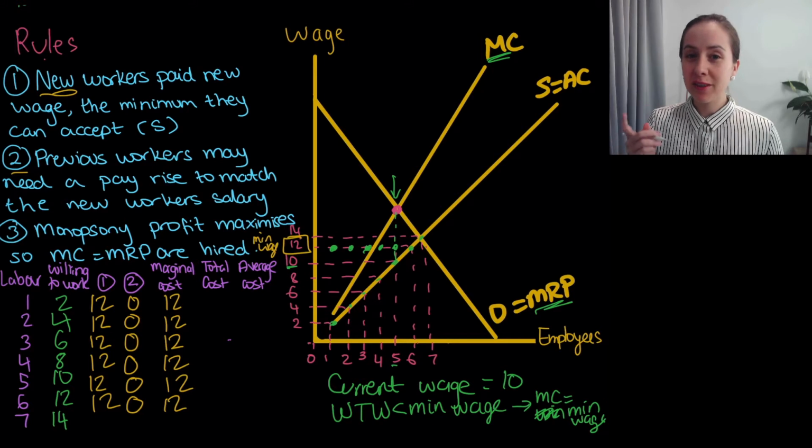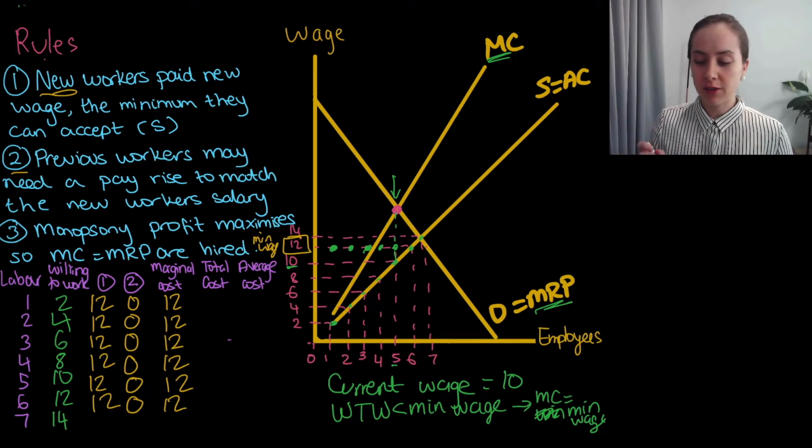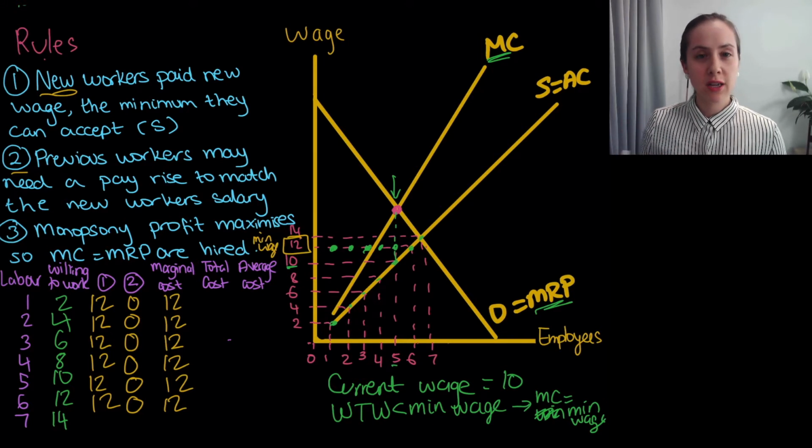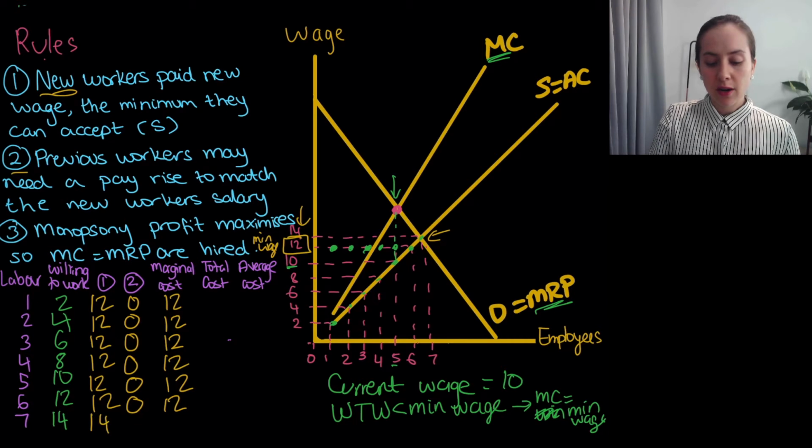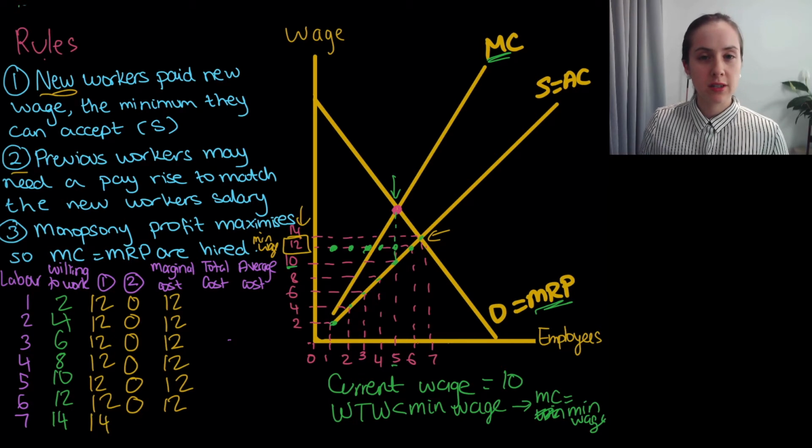Now the 7th worker is different. The 7th worker is different because they are actually not willing to work at the minimum wage. That's still too low for them. The 7th worker, as you can see here, was willing to work at 14. So to hire the 7th worker, if the monopsony wants to, it has to pay them 14.